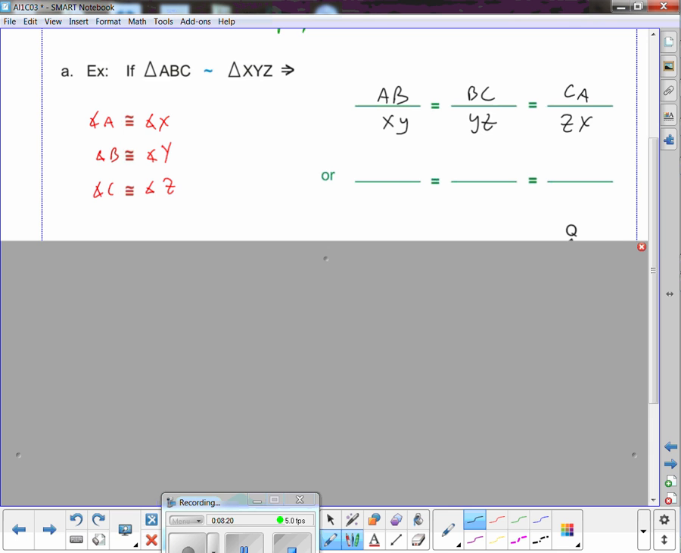Or, hey, remember, proportional, you can flip everything upside down. So we can do XY over AB, so just flip them all upside down. YZ over BC equals ZX over CA.